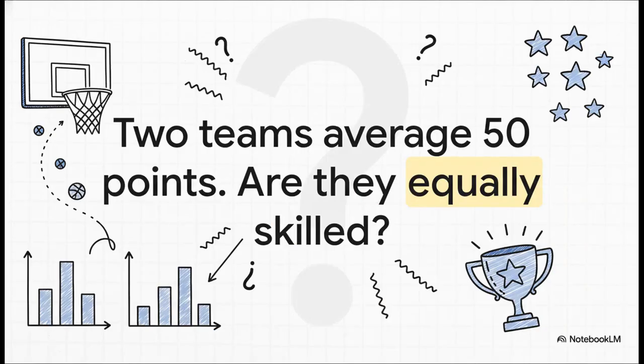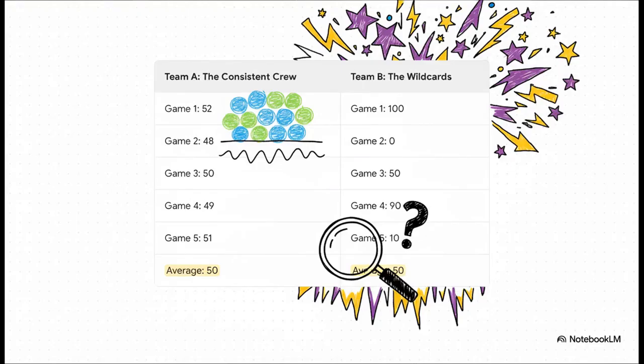So, let me start with a little puzzle for you. Imagine two basketball teams, and they both average exactly 50 points per game. Now, on the surface, you'd probably think they're pretty evenly matched, wouldn't you? But are they really? Okay, let's pull back the curtain.